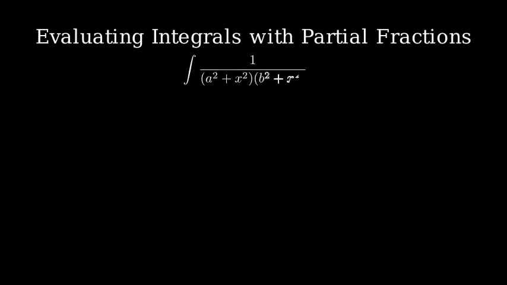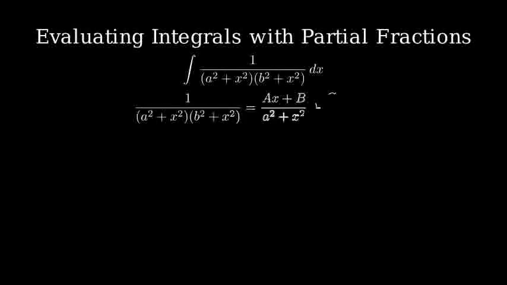In this video, we'll learn how to evaluate the integral of 1 over the quantity a squared plus x squared times b squared plus x squared with respect to x using partial fraction decomposition. To use partial fraction decomposition, we express the integrand as a sum of simpler fractions. This will make it easier to integrate later.